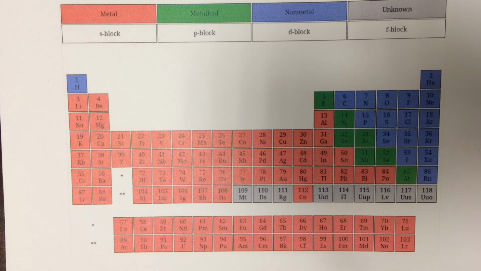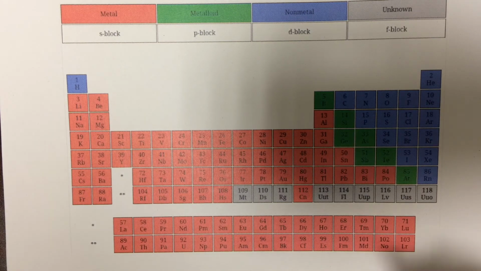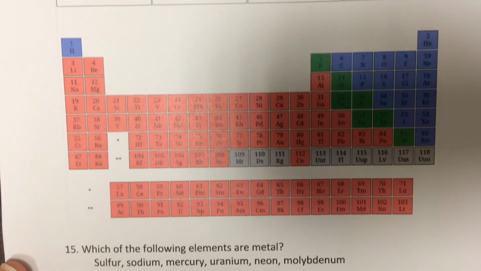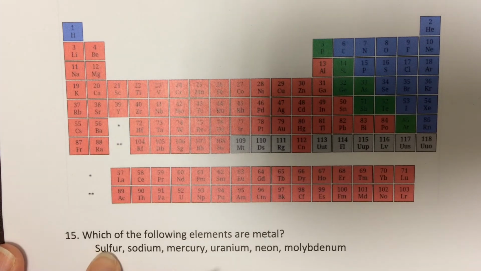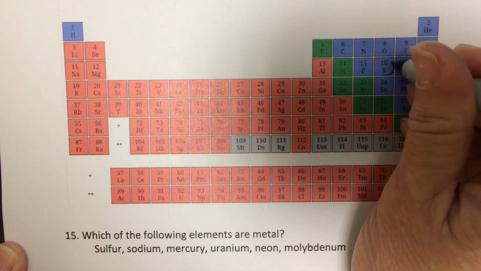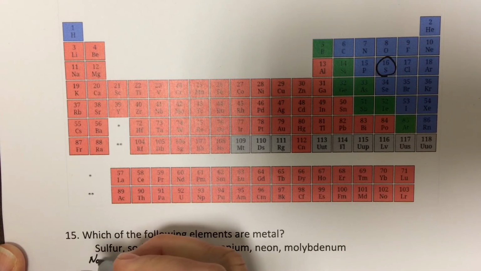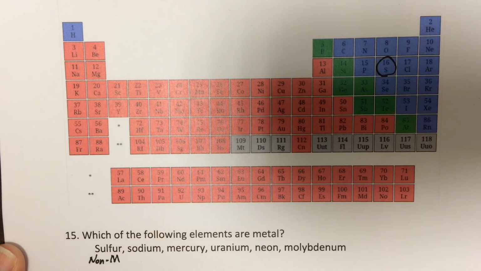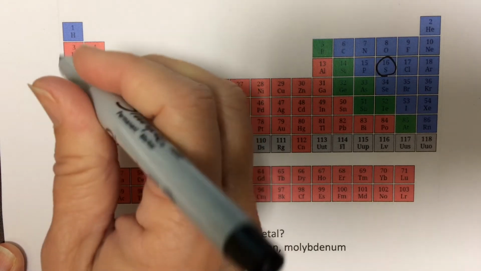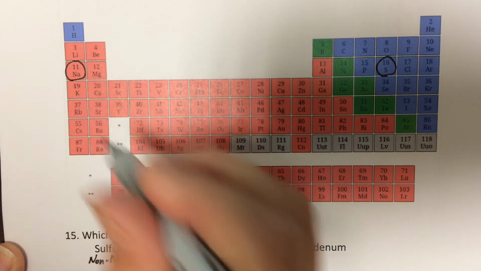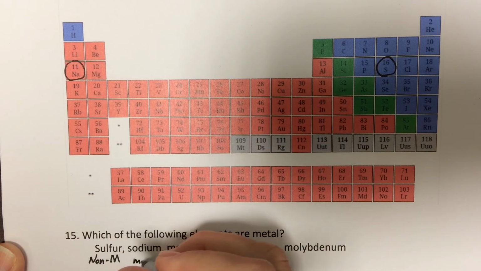So if we look at this table, we'll be able to determine whether something's a metal or a nonmetal. We start with sulfur. Sulfur's symbol is an S, and it's right here. It's in the blue, and so it's a nonmetal. Sodium, its symbol is Na, and it's in the red, so it's a metal.